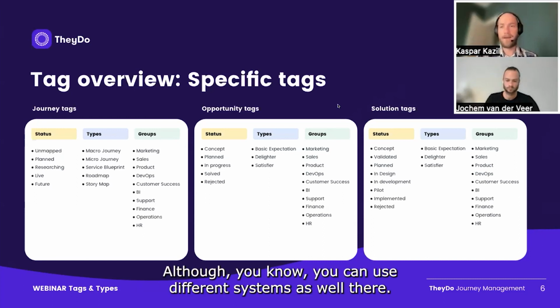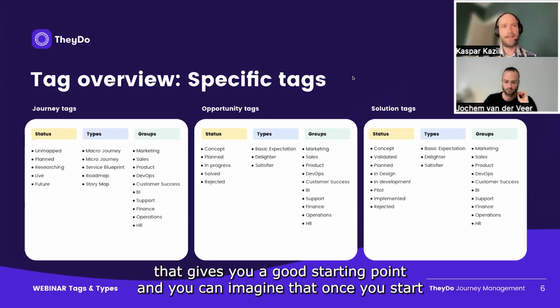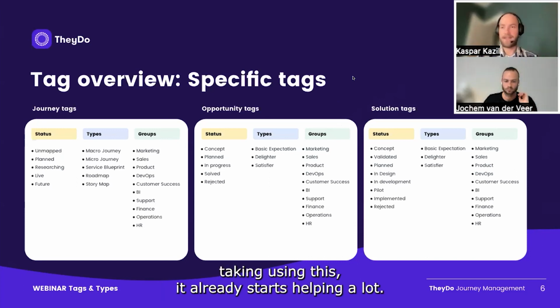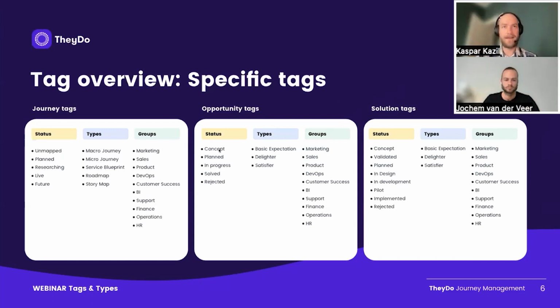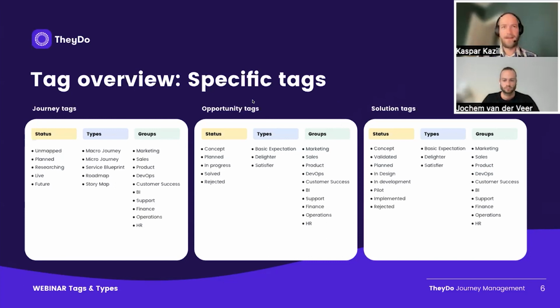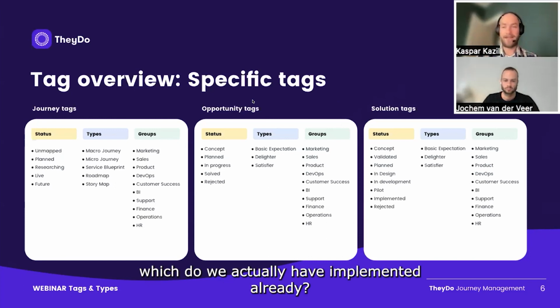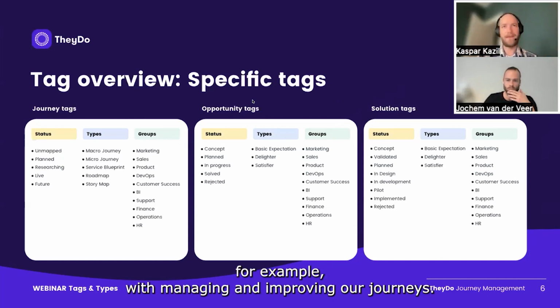Although, you can use different systems as well there. But that gives you a good starting point. And you can imagine that once you start tagging using this, it already starts helping a lot. If you can, for example, track my opportunities, like which are still concepts, which are actually already in progress, or which do we actually have implemented already. That gives you a great overview of how far we are, for example, with managing and improving our journeys.